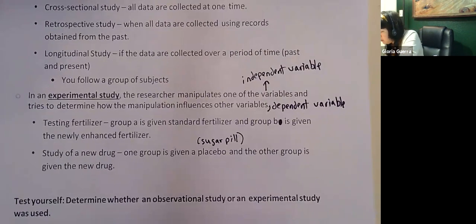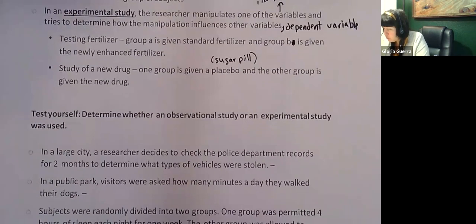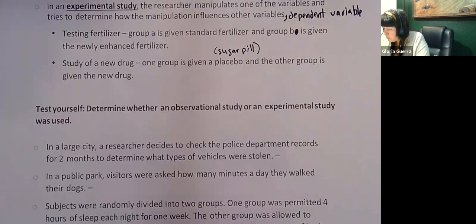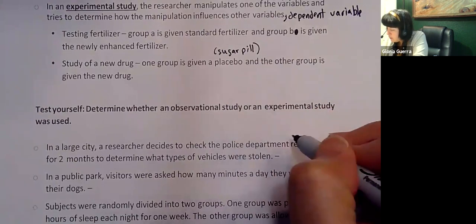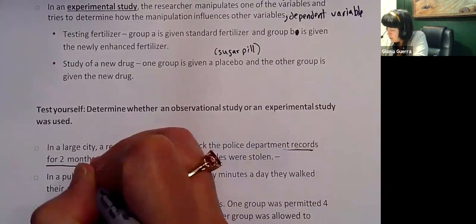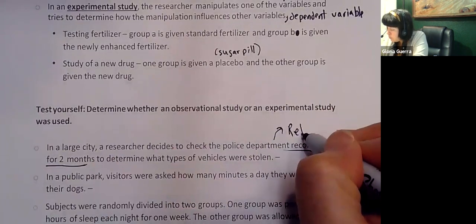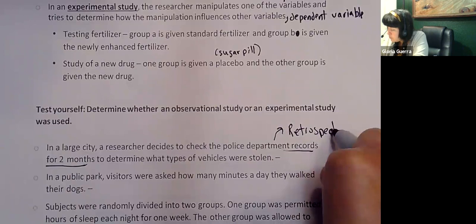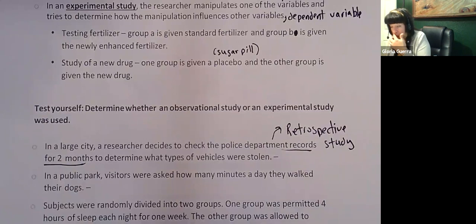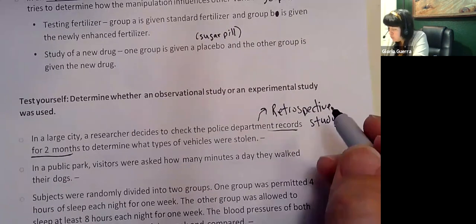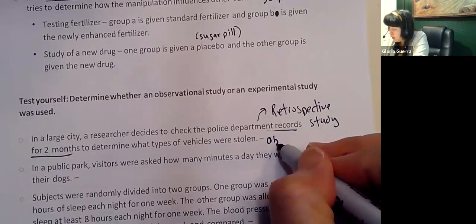And then it says test yourself. In a large city, a researcher decides to check the police department records for 2 months to determine what type of vehicles were stolen. So I would say that with them checking the records for 2 months, that's more of a retrospective study. All the data are collected using records obtained from the past. Because that fits under retrospective study, that would be an observational study.